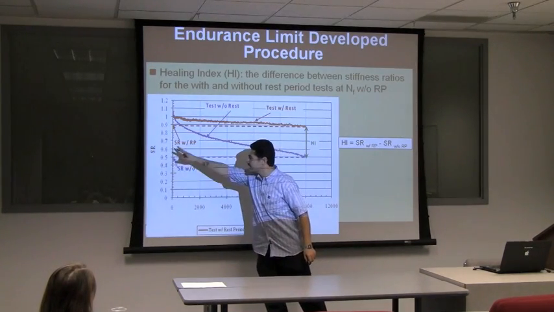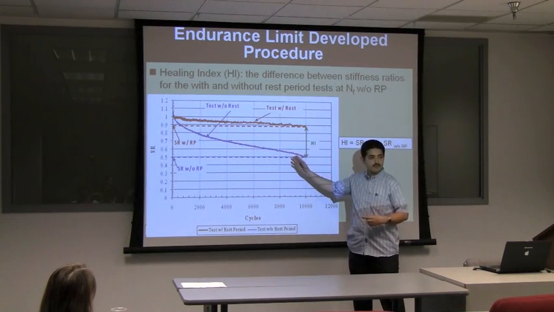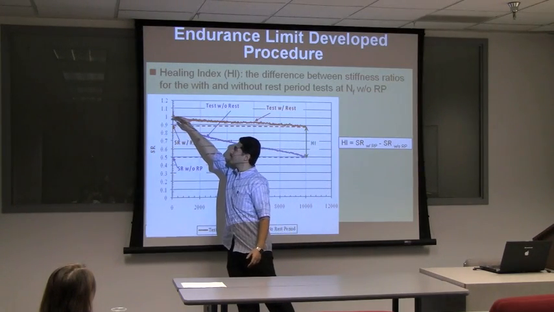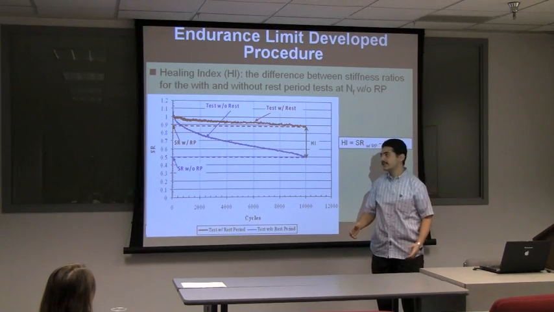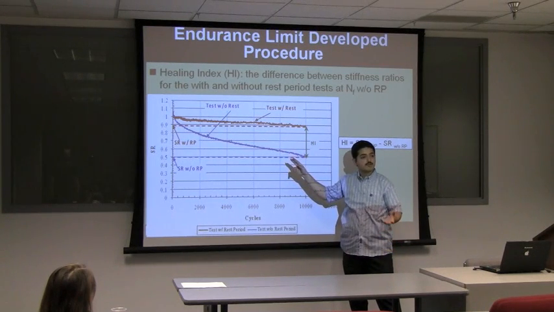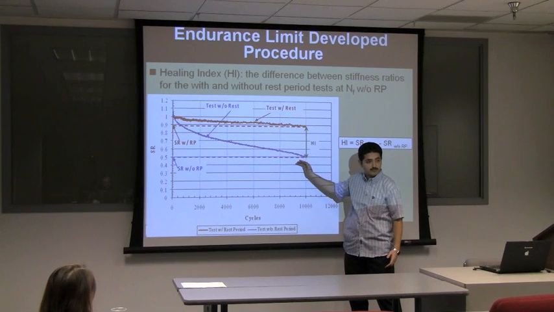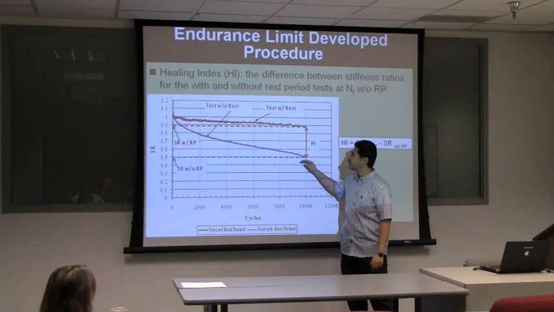SR is the stiffness ratio. Stiffness ratio is just the stiffness of any cycle over the initial stiffness. In order to normalize it, all the samples will start from full stiffness, 100%, and then over time the sample will degrade or fail. Our definition of failure is when we reach 50% of the initial stiffness. So let's say I started with 100 megapascals. Once I reach 50 megapascals, this is going to be failure. So 50 over 100 gives me a stiffness ratio equal to 0.5.